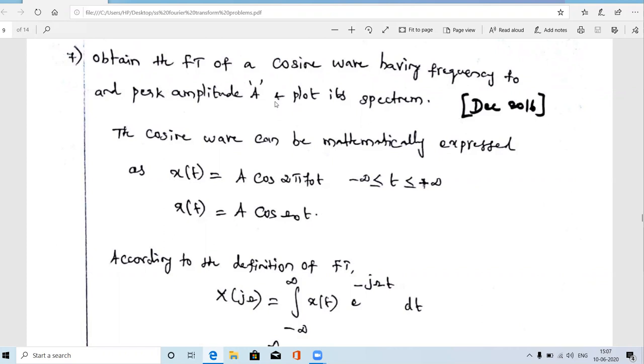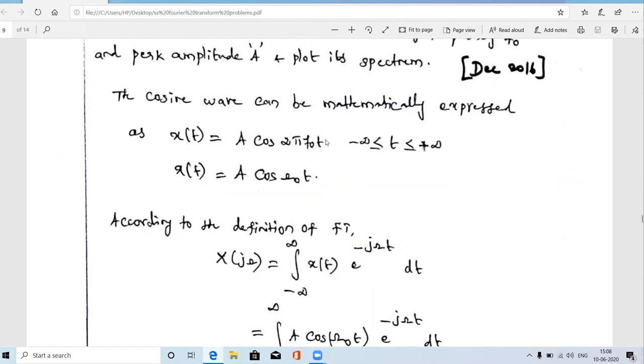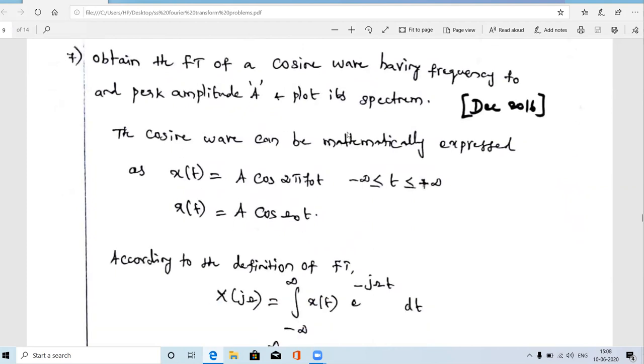And what is the cosine signal? The mathematical expression for the cosine signal is A cos 2 pi f naught t. Here the amplitude is given as A and the frequency is given as f naught. So the cosine wave can be written as x of t equal to A cos 2 pi f naught t, for t between minus infinity to infinity. So the given signal is available for the entire time duration of minus infinity to infinity.